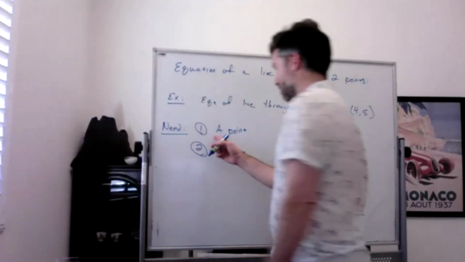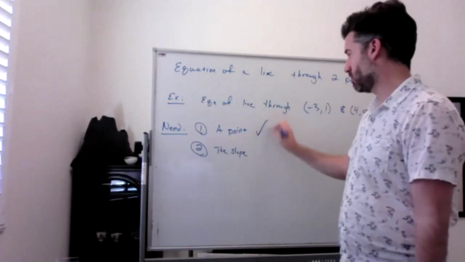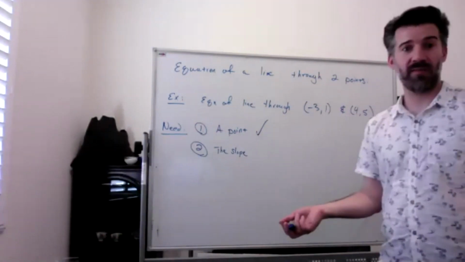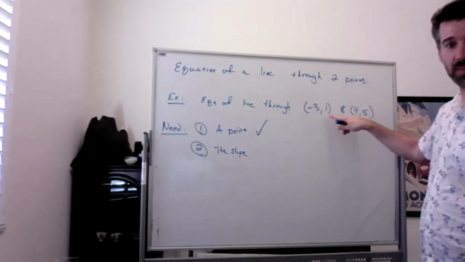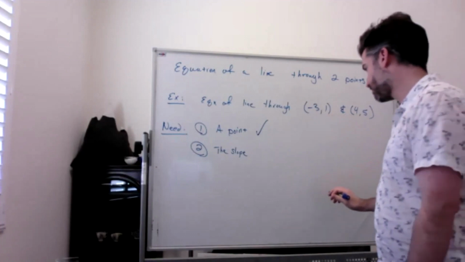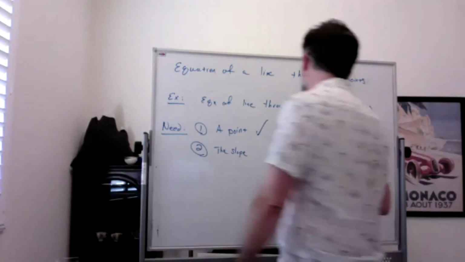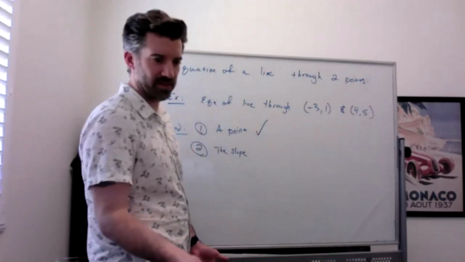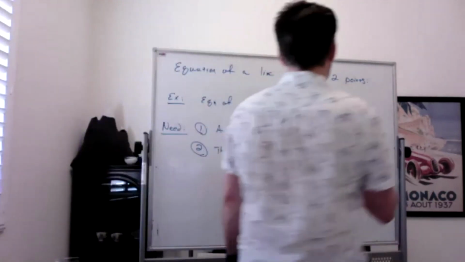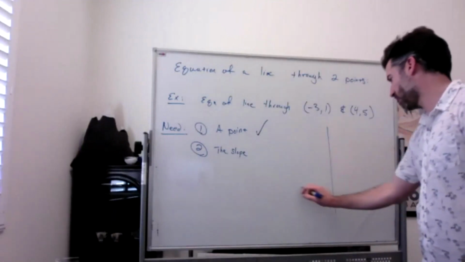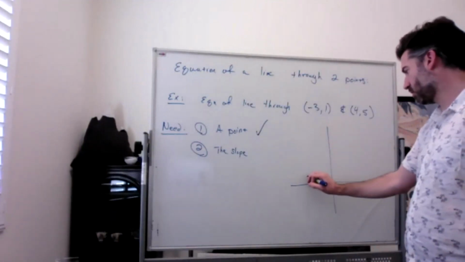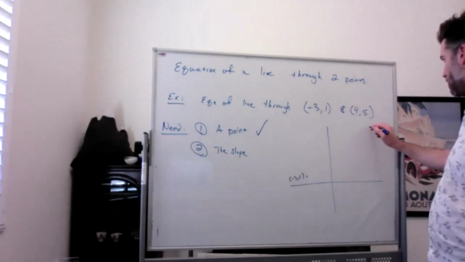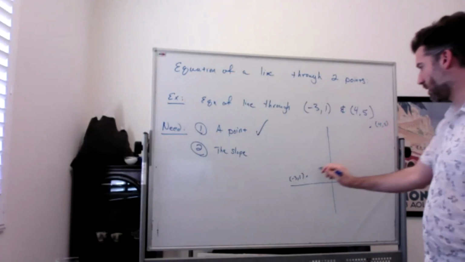So do we have a point? Yes, we do. In fact, we have 2 points, but we need to find the slope. The way we're going to find the slope is to use the slope equation between these 2 points. I want to draw it, even though I wasn't going to do that just yet. So if I draw this real quick, say this is the point -3, 1. Over here is the point 4, 5.